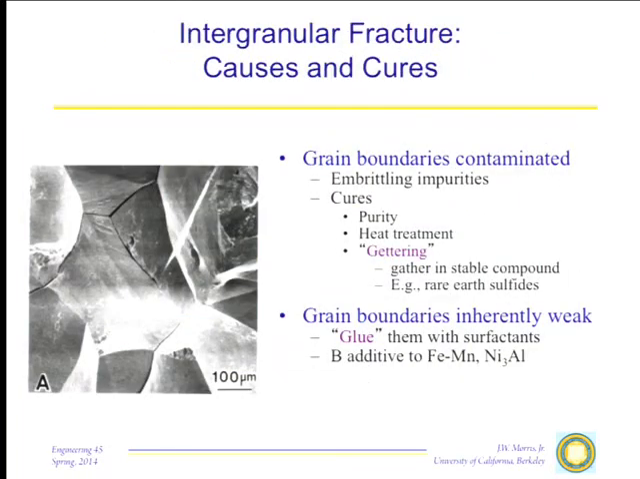What do we do about intergranular fracture? Well, the first thing we've got to do is figure out why it's happening so that we can get rid of it. The vast majority of examples of intergranular fracture occur because there is some contamination of these grain boundaries that causes them to come apart rather easily.